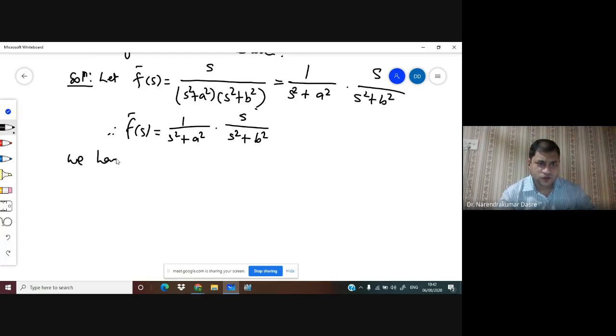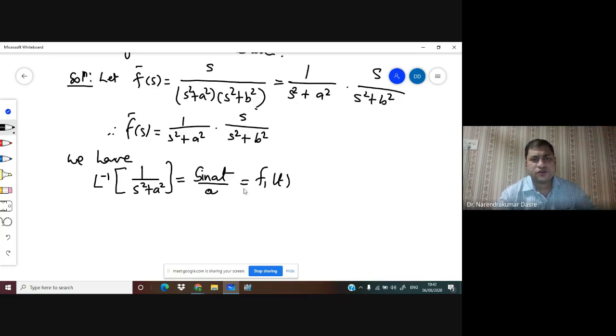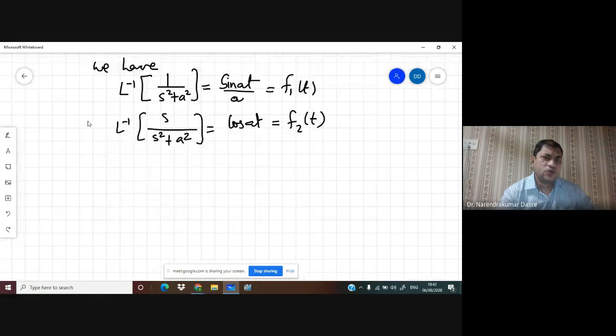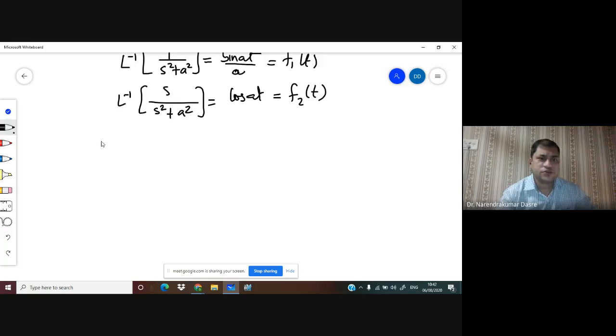So we have the Laplace inverse of 1 upon s square plus a square, which is equal to sine of at upon a. Let this be f1 of t. The Laplace inverse of s upon s square plus b square is equal to cos of bt. Let this be f2 of t. And now we apply the convolution theorem.